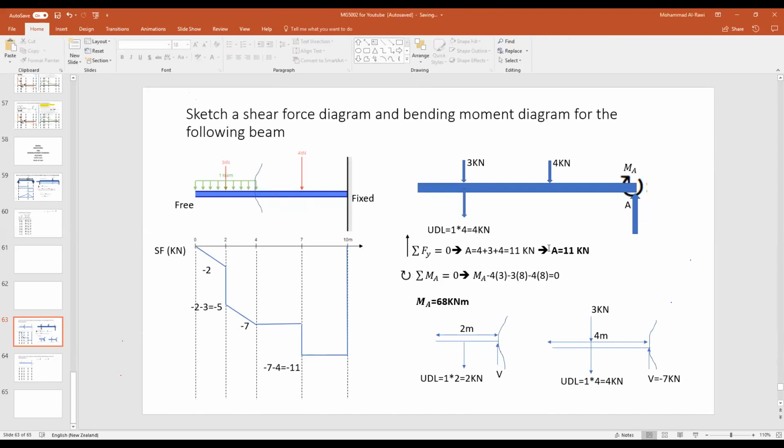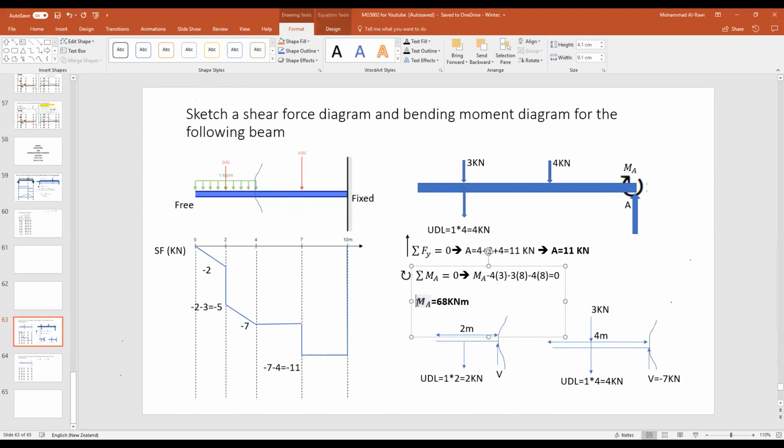We found the value for A is equal to 11 kilonewtons. We took the moment about point A, where clockwise is positive, equal to 0. So MA minus 4 kilonewtons times the distance 3, minus the 3 kilonewton point load times 8, its distance, and minus the UDL times 8, and then rearranging this, we find the moment is equal to 68. All right, so this all should be fine.